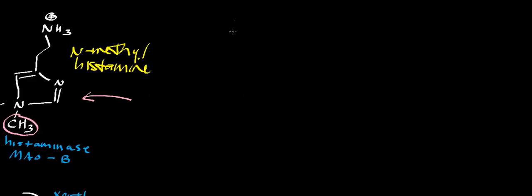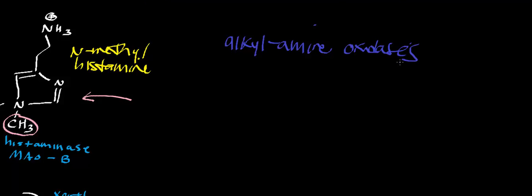In fact, let me do this. So these are alkylamine oxidases. And this is the basis of an alkylamine oxidase. So you could have some R group. It's usually a carbon chain. And then what you'll have is an amine attached to it.